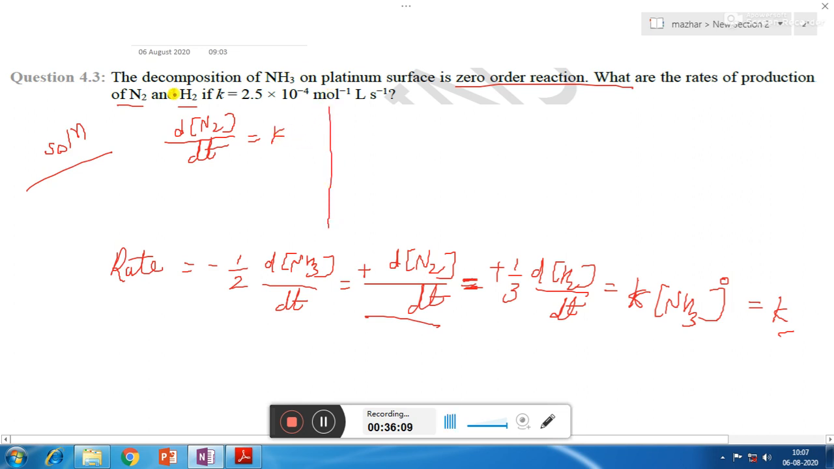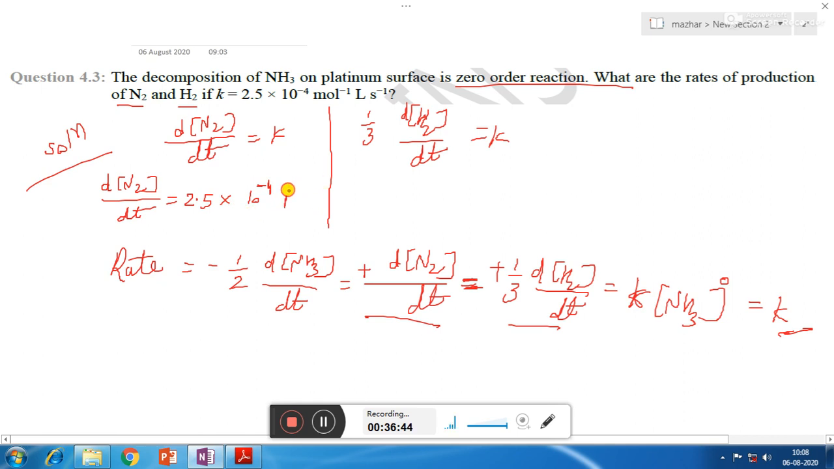Similarly, if you want to find the rate of production of H2, we compare the equation of H2 with K. So that will be 1 by 3 dH2 by dt is equal to K. Now dN2 by dt will be equal to the value of K, which is 2.5 into 10 raised to minus 4, and the unit of dN2 by dt is mole per liter per second, that is molar per second. So that is our first answer.